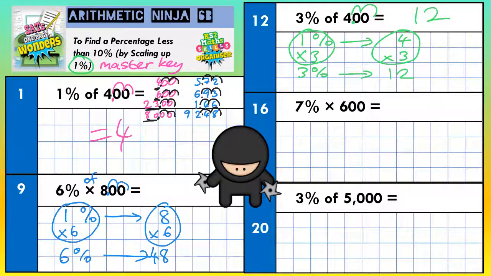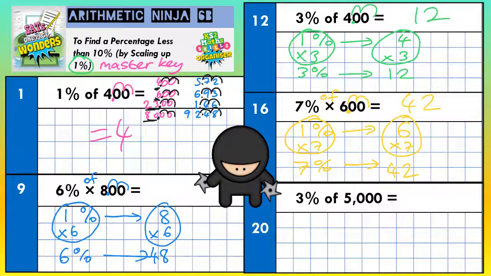Question number 16. 7% times 600 is the same as 7% of 600. Let's find 1% first, like a master key that unlocks many doors. To find 1%, move your decimal point 2 places in, and that's 6.00, or in other words, just 6. But we want 7 lots of this 1%. 7 lots of 1% will give us 7%. But we need to times the 6 by 7 as well. And 6 times 7 is 42. So 7% of 600 is 42.